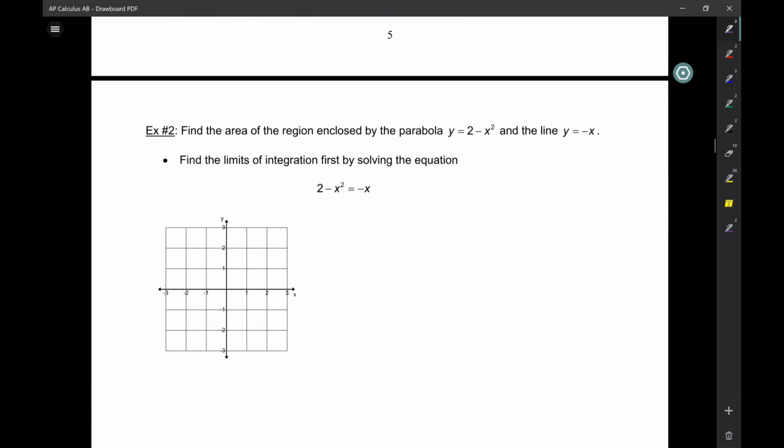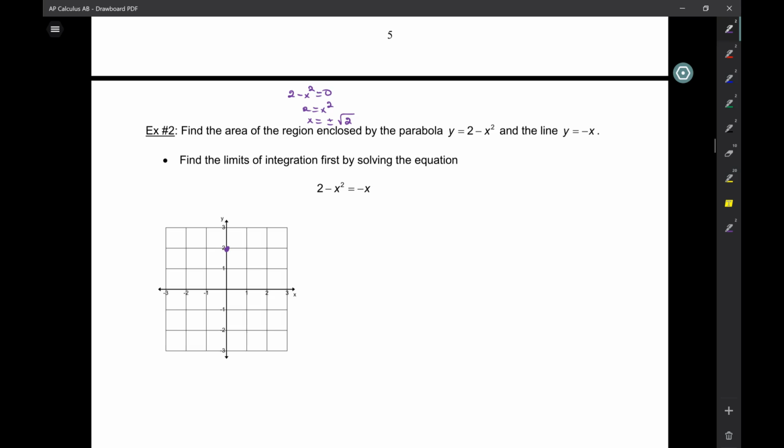Okay. Find the area of the region enclosed by the parabola 2 minus x squared and the line y equals negative x. Can we graph 2 minus x squared? This is a parabola that faces down. The y-intercept is 2. Now, how do we find where it crosses the x-axis? Set it equal to 0. 2 minus x squared is 0. 2 equals x squared. x is plus or minus root 2.